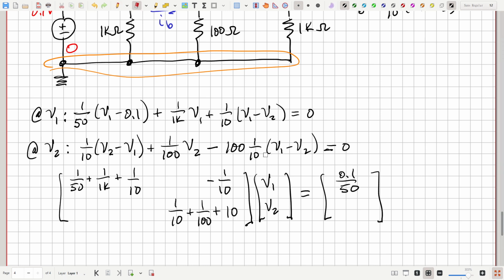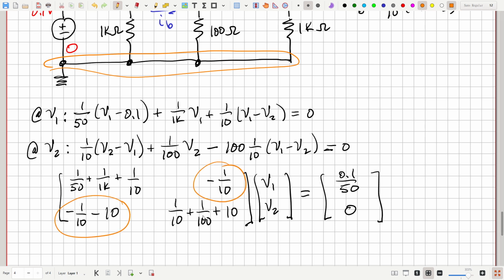And then the V1, what is it? Minus 1/10. And then this is minus 100 over 10, or minus 10. So minus 1/10. And then minus 100th over 10, which is minus 10. And right-hand side, no right-hand side stuff, no constants. So there's our equation. Now, notice something.